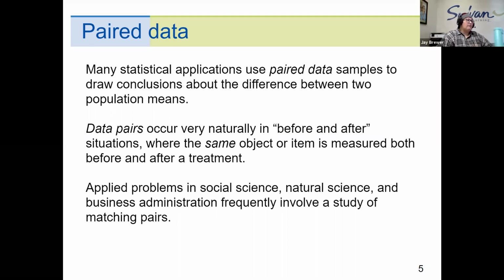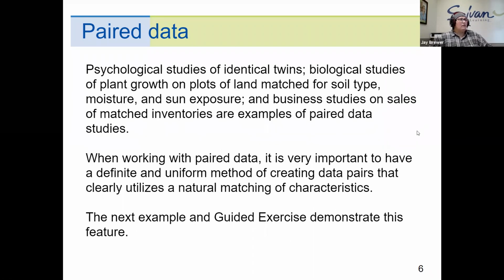So data pairs often occur naturally in a before and after situation where the same object or item is measured both before and after a treatment. Applied problems in social science, natural science, and business administration frequently involve a study of matching pairs. Psychological studies of identical twins, biological studies of plant growth on plots of land matched for soil type, moisture, and sun exposure, and business studies on sales of matched inventories are examples of paired data studies.